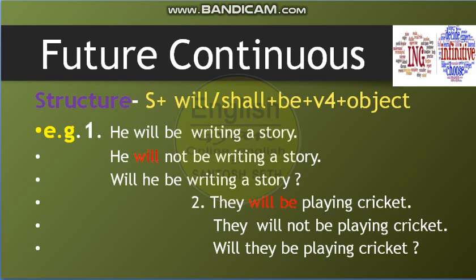In future continuous, we use subject plus will or shall plus be. This is very important. You will have to use be because you are going to use the ing form. "He will writing a story" is wrong. He will be writing a story, or he will not be writing a story, or will he be writing a story? Similarly, they will be playing cricket, they will not be playing cricket, and will they be playing cricket? So this is future continuous, and V4 means the ing form of the verb.